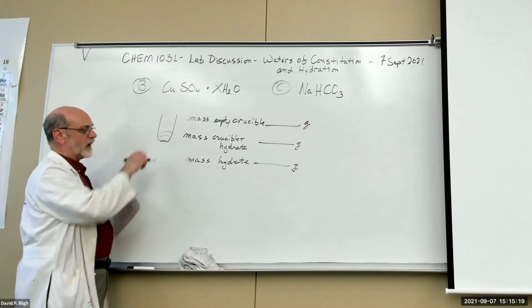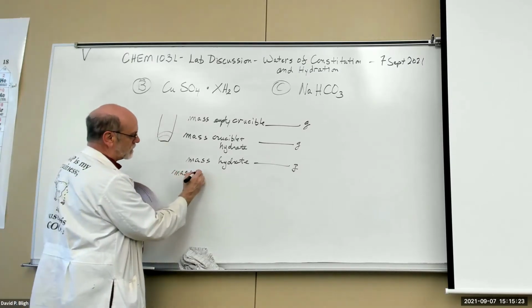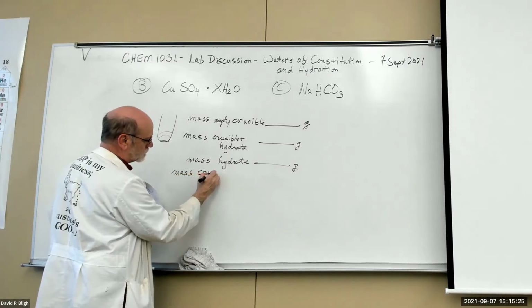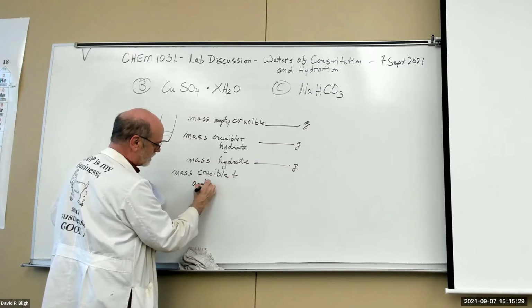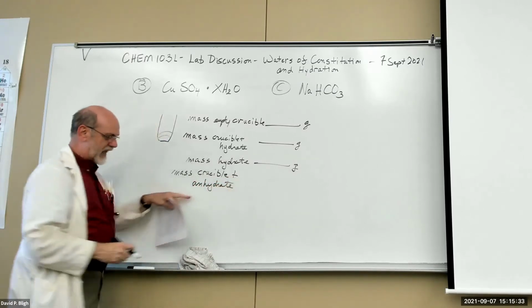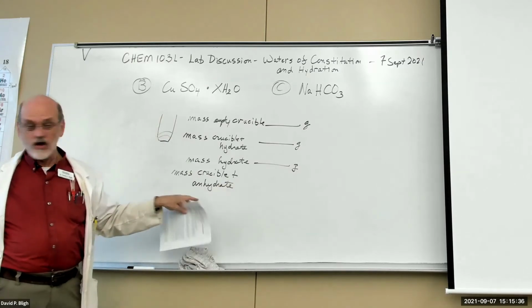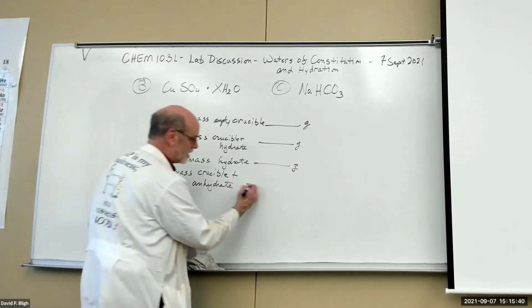So now when you weigh it, what are you going to have? You're going to have the mass of the crucible plus the anhydrate. And anhydrate means not. No water. Okay.